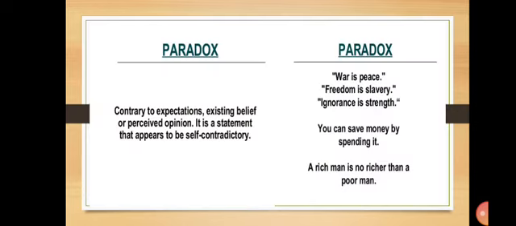Now we have paradox. There are three literary devices which are actually a bit similar: paradox, antithesis, and oxymoron. I have told you the difference between antithesis and oxymoron. Now let us move on to paradox. Paradox is when, contrary to expectations or existing belief, the statement appears to be self contradictory. Something is being said, but you are not able to understand, because these are two different ideas, right? For example, when we say war is peace, freedom is slavery, ignorance is bliss.